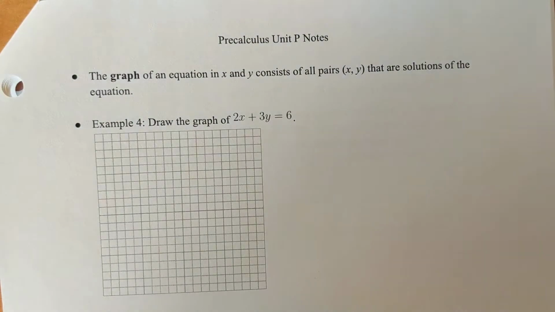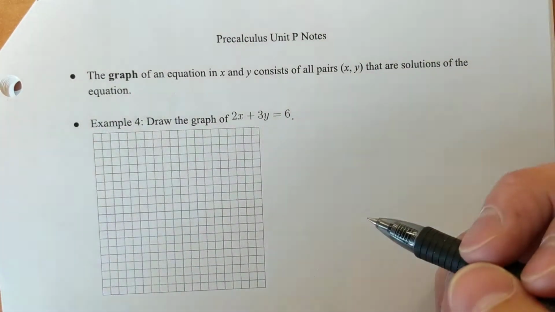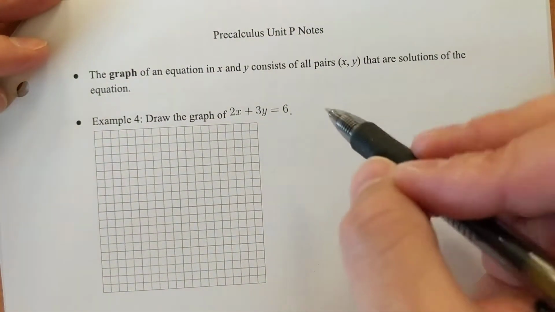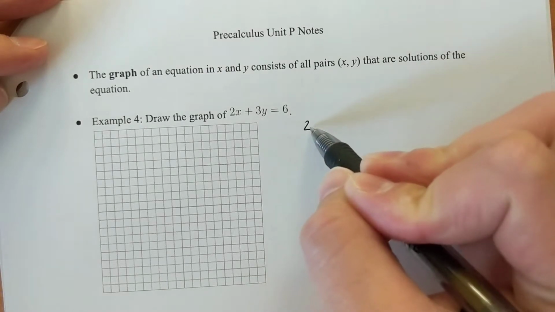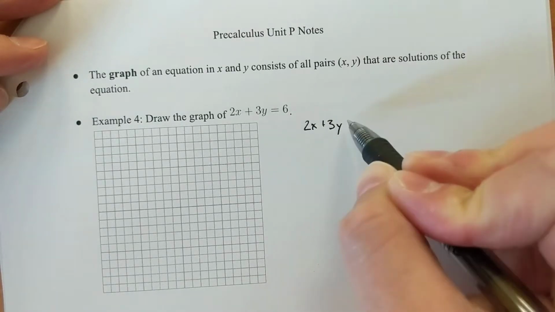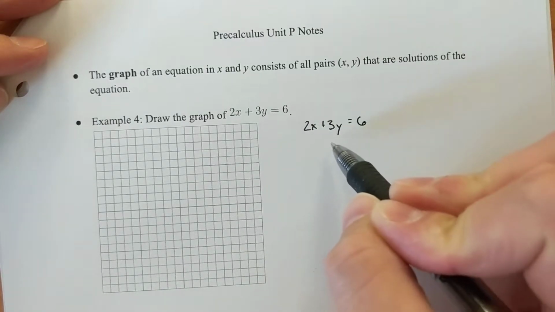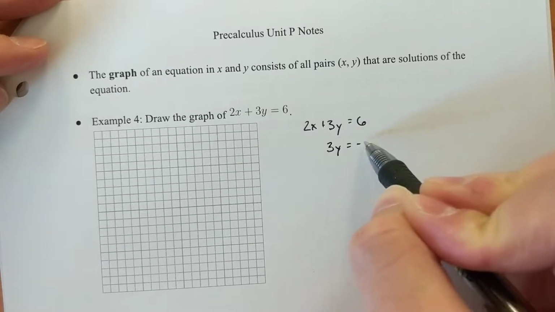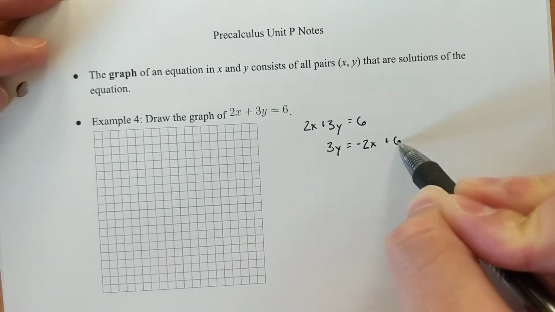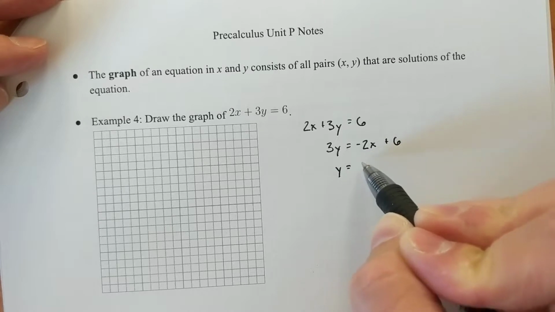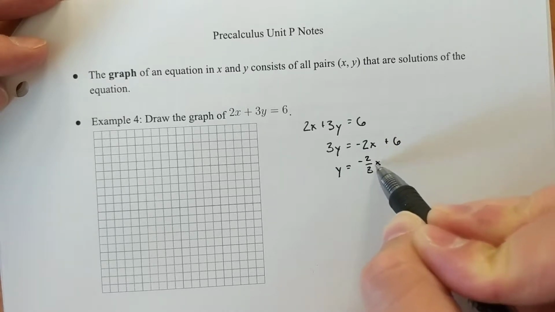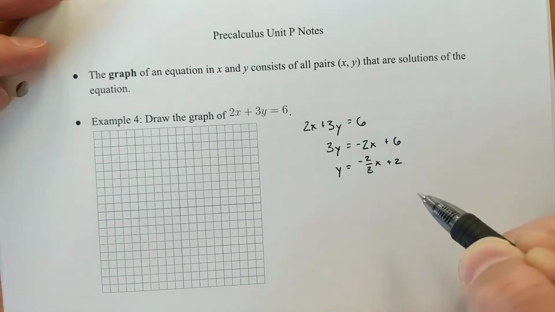Okay, so example, draw the graph of 2x plus 3y equals 6. So particularly, when I graph, I like to work in slope-intercept form, because it is just easier for me. So to do that, I need to get the y by itself. So I need to move the 2x to the right. And then I need to divide everything by 3. So y equals negative 2/3 x plus 2.